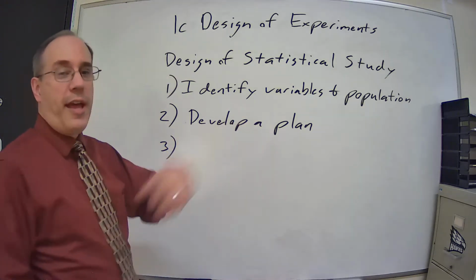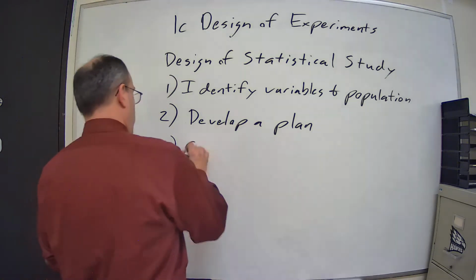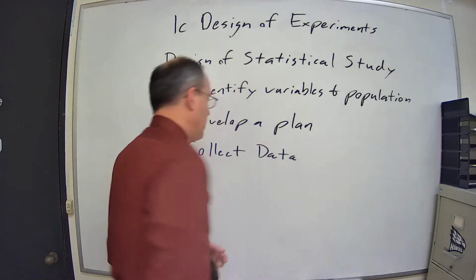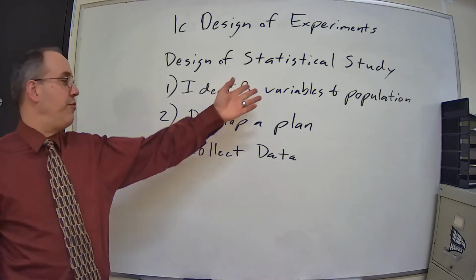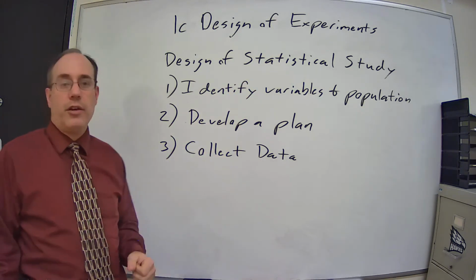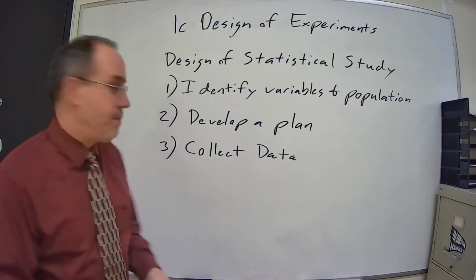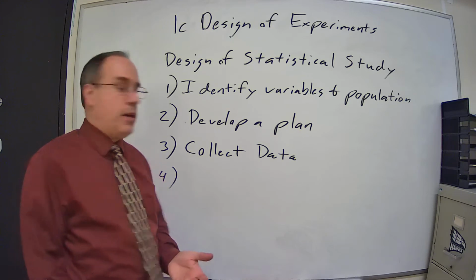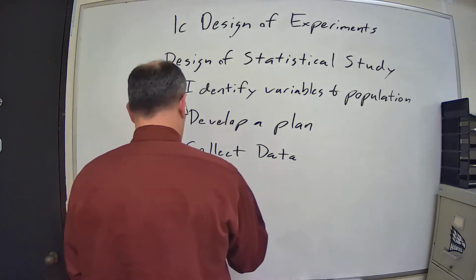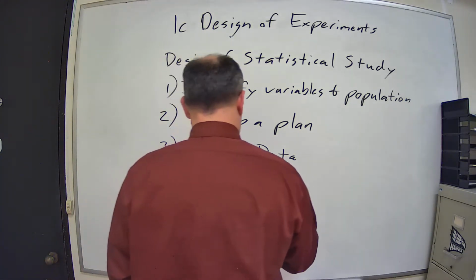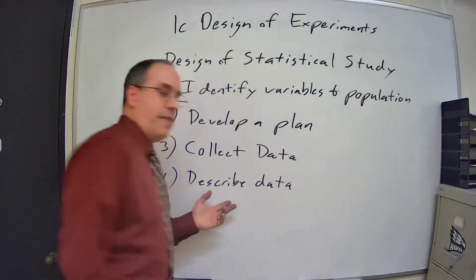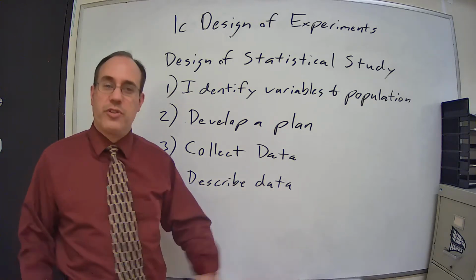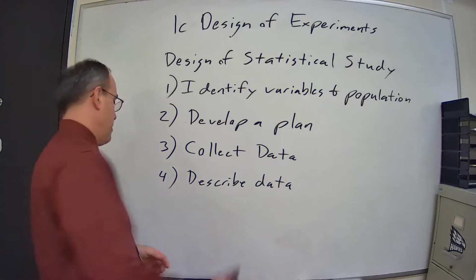Once you've come up with your plan of how you're going to do it, collect the data. Right, you know what you're looking for, you know how you're going to get it, go get it. Collect that data. Fourth step, describe the data. That's descriptive statistics. You went out and you collected your data, now you're describing it. So descriptive statistics.